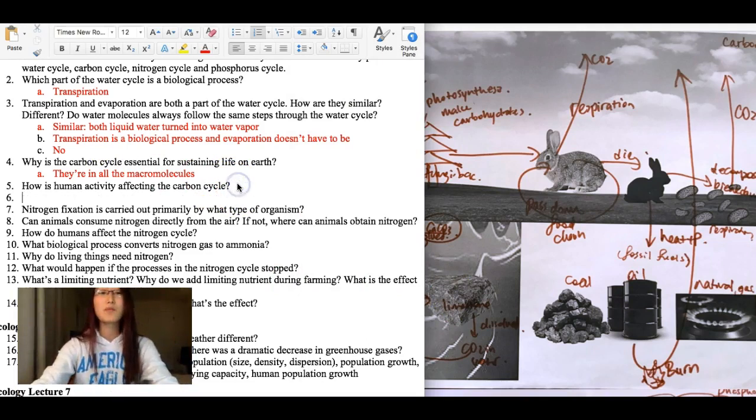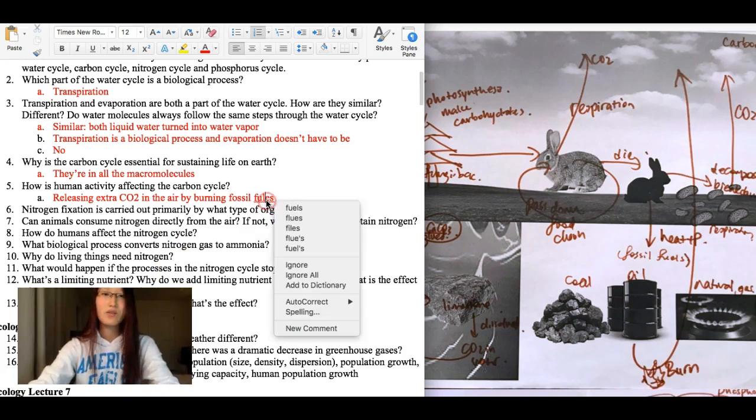So all right, we pretty much answered all these questions already. How is human activity affecting the carbon cycle? Human activity is releasing extra CO2 in the air by burning fossil fuels. All right.